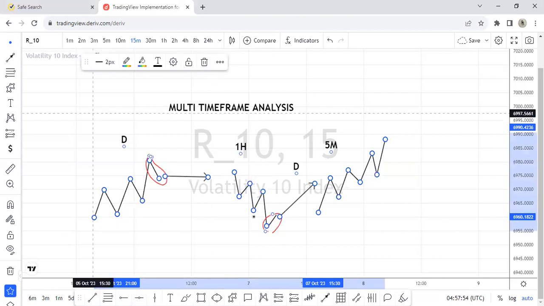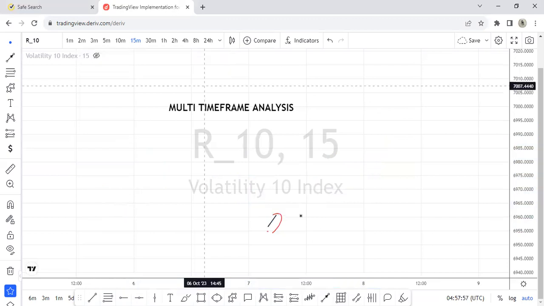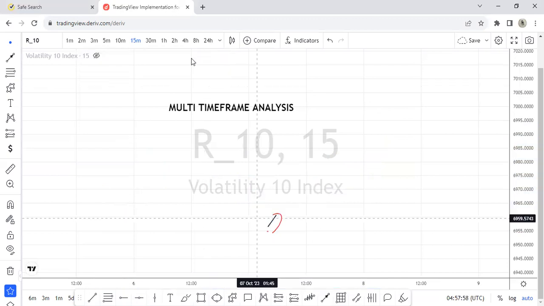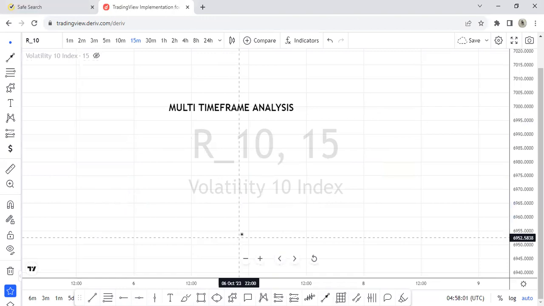Very important that you have your bias. All right, very, very important. So it's very important that you have a bias. Right. So now, understand that different time frames tell different stories.